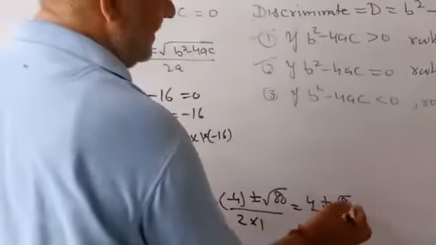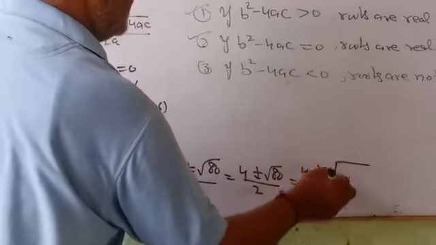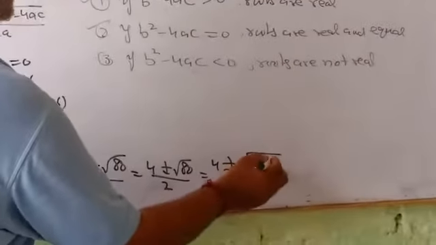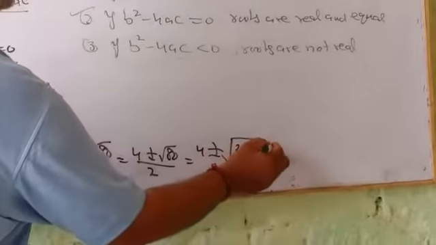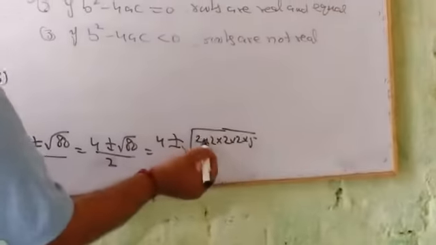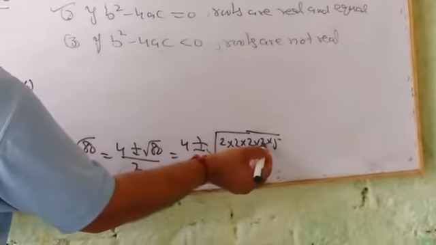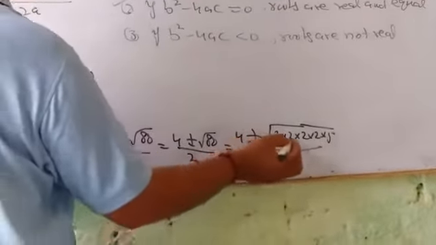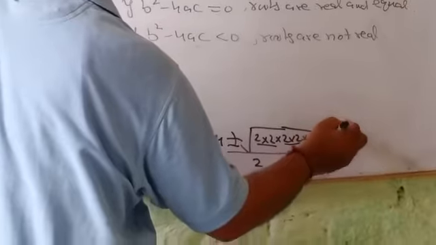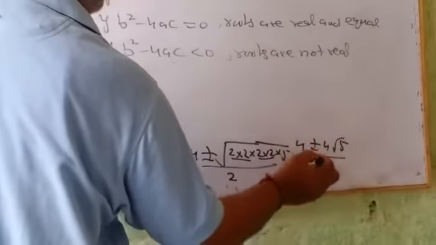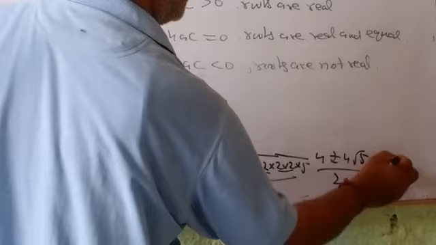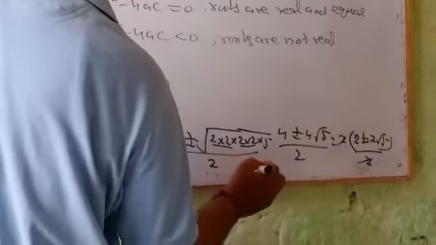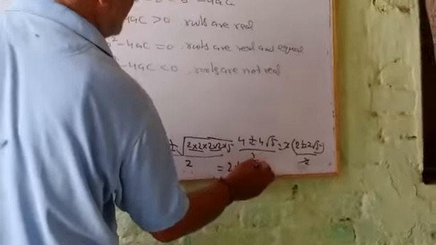Also we write down 4 plus minus the factorization of 80, that is 2 into 2 into 2 into 2 into 5. 2 times 2 is 4, 4 times 2 is 8, 8 times 2 is 16, 16 times 5 is 80. So we take common: 4 plus minus 4 square root 5 upon 2. 2 is also common, so 2 plus minus 2 root 5 upon 2, 2 cancels. So we get the answer 2 plus minus 2 root 5.